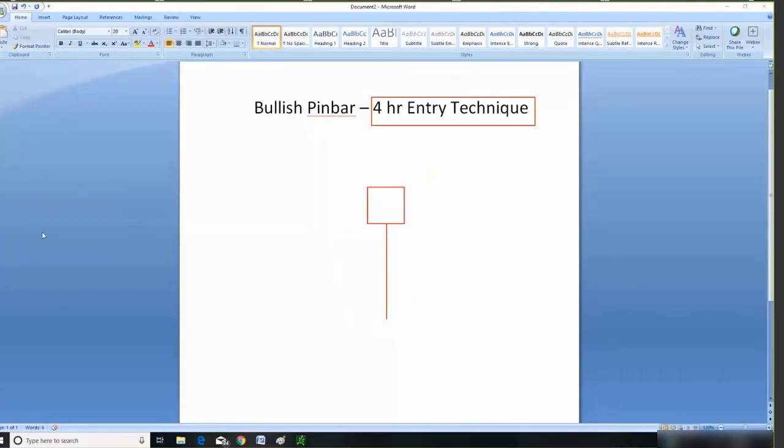This is what I do. First thing I do is I look at this at the end of the day. The Forex market closes at 4 p.m. Central Standard Time. If I see this pin bar, I draw a line there. I draw a line in the middle.